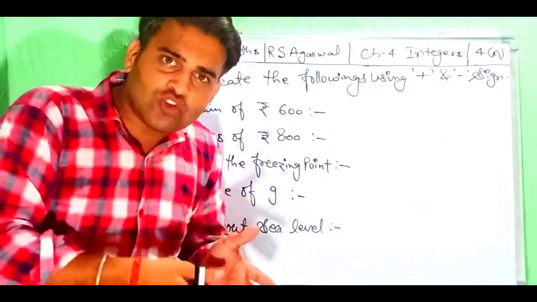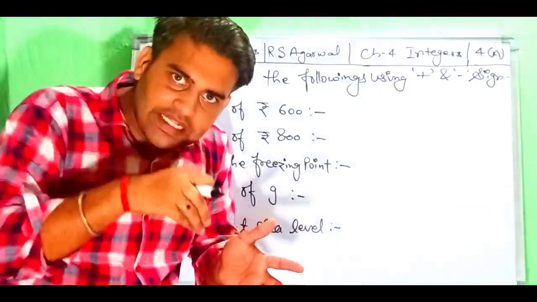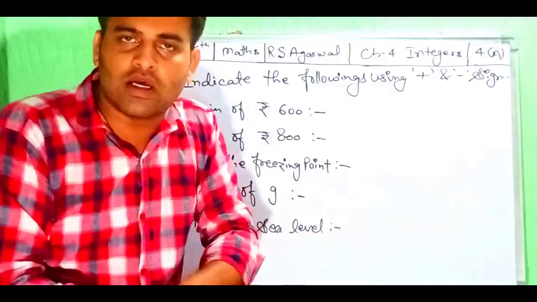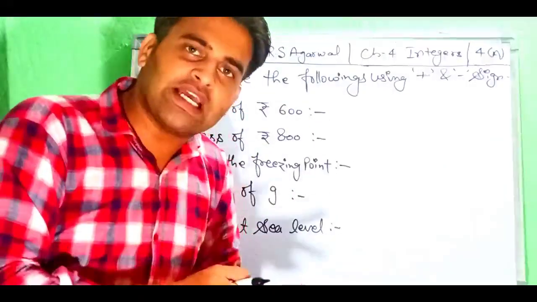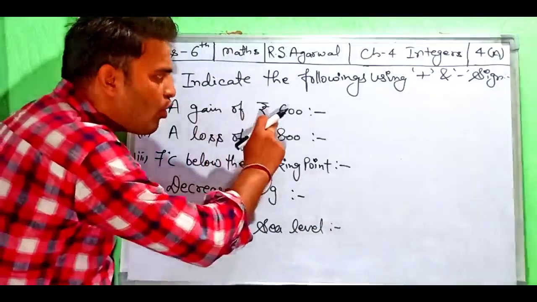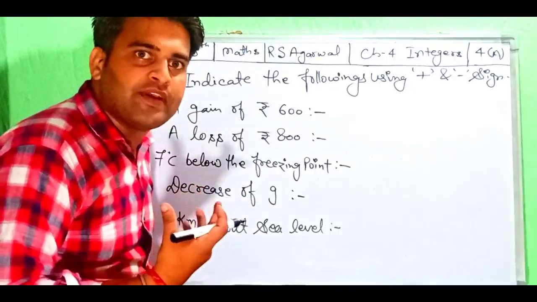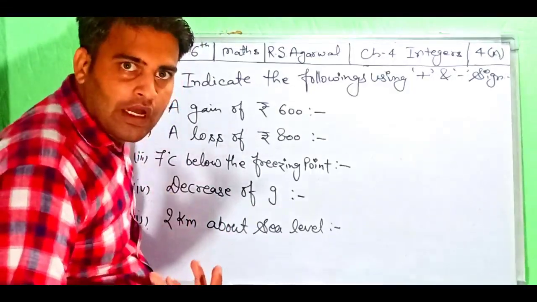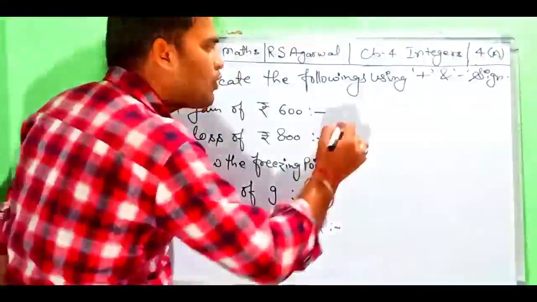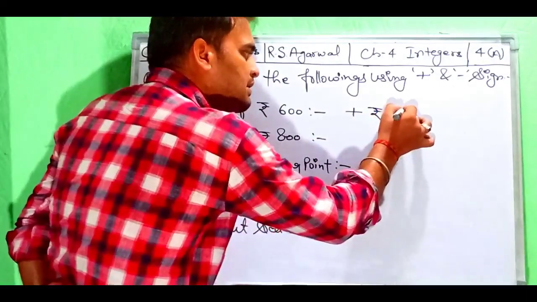And if we have the loss of something, if we are losing something, if it is decreased, if we go below, then for that kind of question we will have to choose the minus sign. Then look at a gain of rupees 600. We are gaining something, so we have to use the plus sign: plus rupees 600.